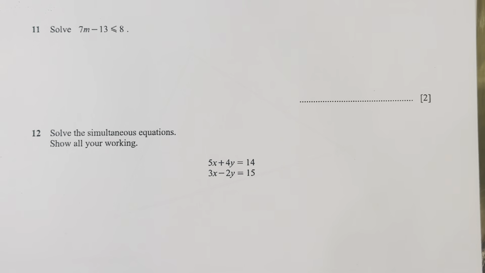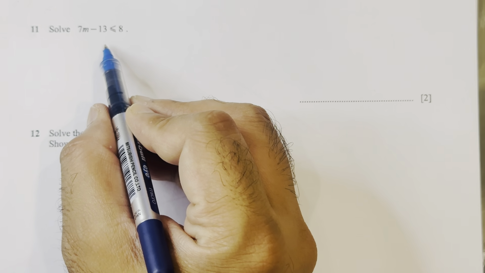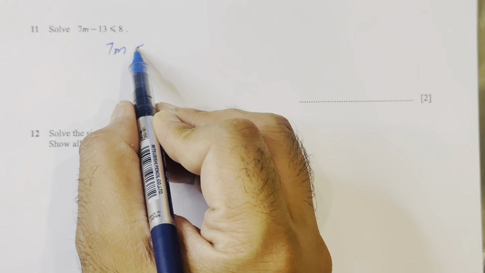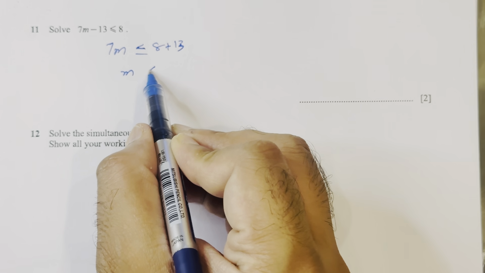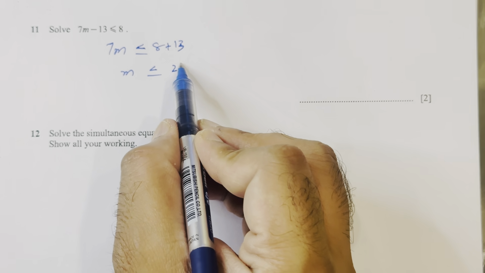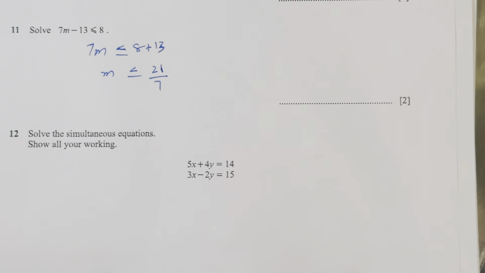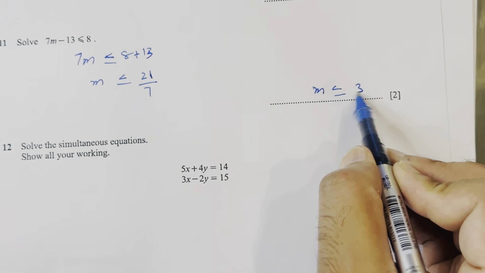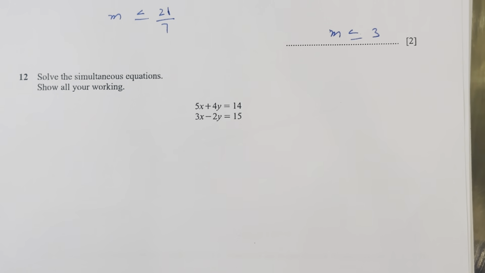Next question is a simple inequality question. 7m minus 13 is less than or equal to 8. 7m is equal to 8 plus 13, then m would be less than or equal to 21 over 7. 21 over 7, the answer would be 3. So now we will move to question number 12.